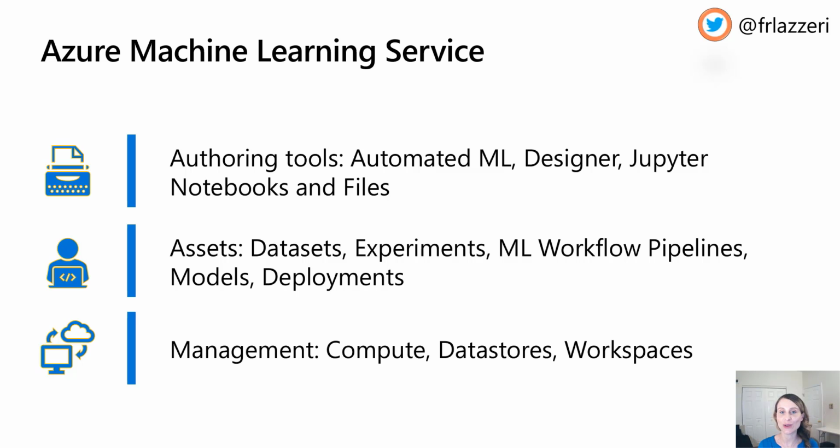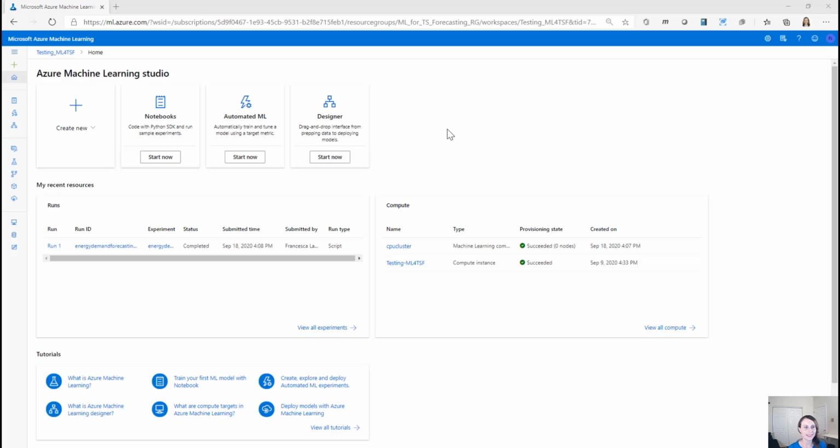So now let's see how you can access Azure Machine Learning. This is Azure Machine Learning Studio. As you can see on the left panel, you can find all the assets, datasets, and different resources that I was mentioning before. So let's start from the authoring tools. You see you have notebooks, automated machine learning, designer, and then in terms of assets, you have datasets, experiments, pipelines, models, endpoints, and finally in terms of management you have compute, data stores and data labeling.